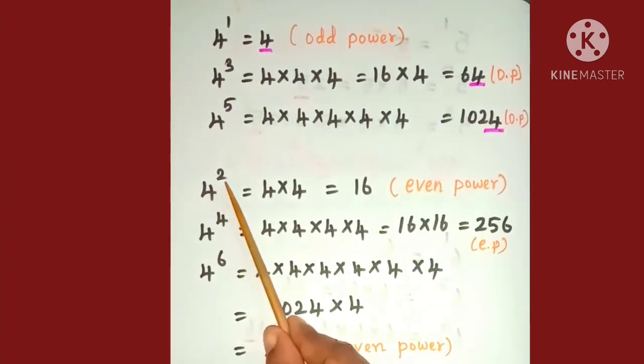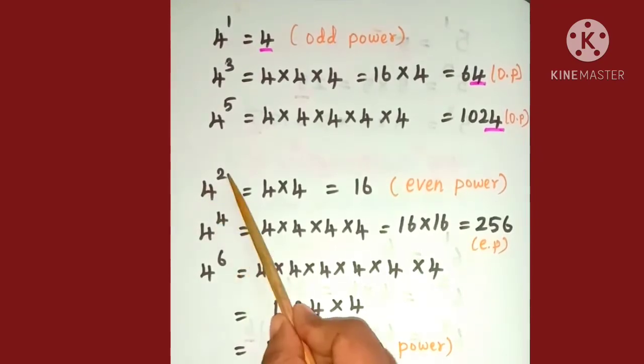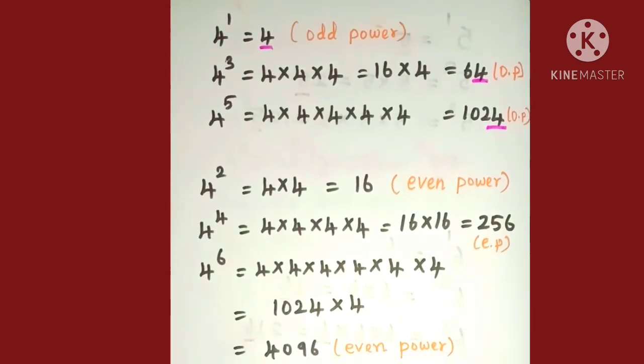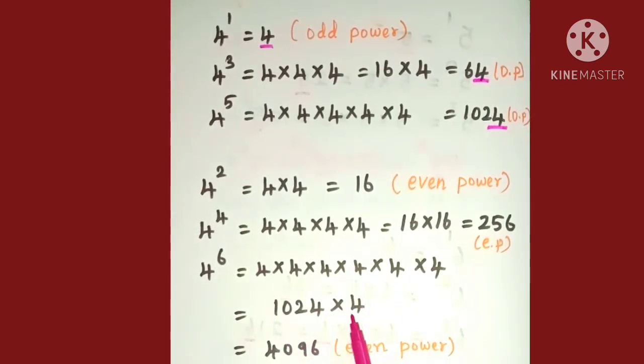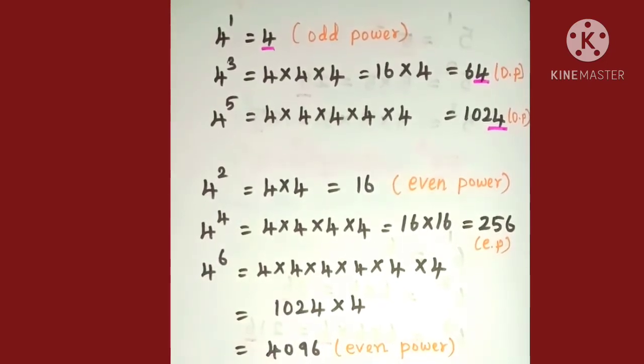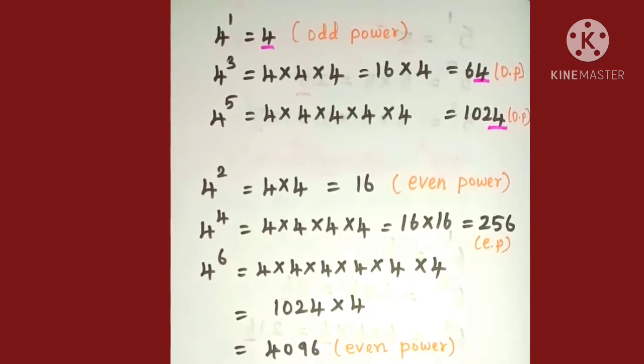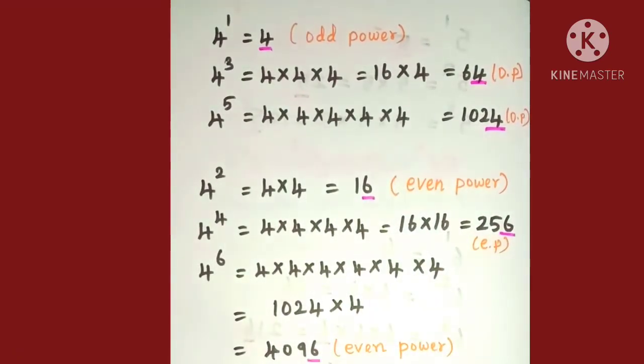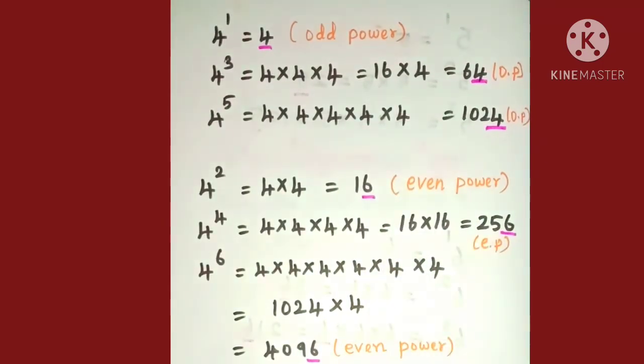So when we take even powers, 4 square is 4 into 4, 16. 4 power 4 is 4 into 4 into 4 into 4, which is 16 into 16, that is 256. And 4 power 6 is 4 into 4, six times, which is 1024 into 4, which gives 4096. And here note that when we take even powers for the base 4, we have unit digit as 6. The number ends with the unit digit 6.